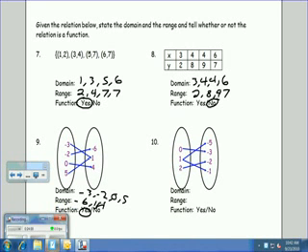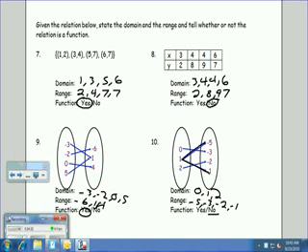Number 10, the domain is what? 0, 1, and 2. The range is -5, -3, -2, -1. Is that a function? No, because 1 has 2 arrows coming from it.